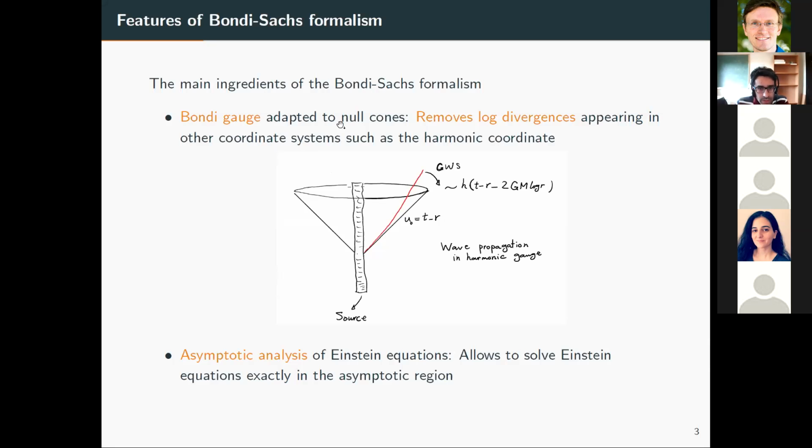The next point of the Bondi-Sachs formalism is the asymptotic analysis of Einstein equations. So what it means is that you assume that you have a localized source of gravitational waves, and you assume that the observer is so far from the source that you can expand the gravitational field in powers of 1 over r and solve the Einstein equations order by order in 1 over r.